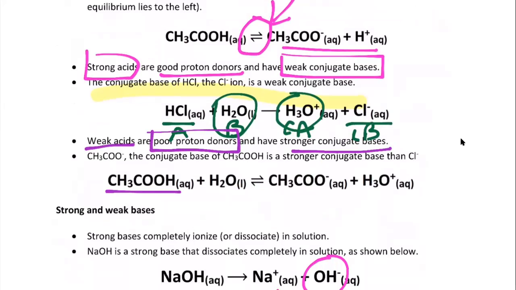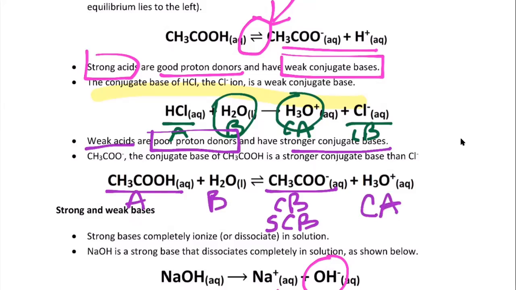So here's my acid, and then this is its conjugate base, and this is a strong conjugate base, okay? It's stronger than the Cl- from the other example, okay? And so in this case, water would be acting like the base. And then here's that conjugate acid again, the hydronium ion.